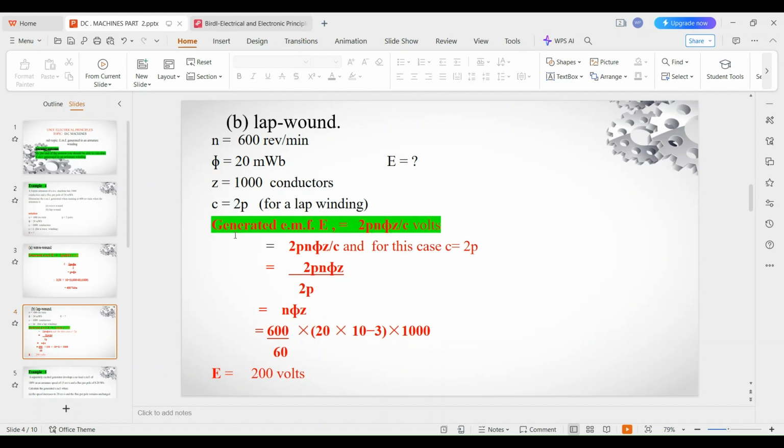Therefore, EMF generated will be equal to speed times flux times number of conductors. So we shall have 600 divided by 60 to change it to seconds, times 20 raised to negative 3, times 1000. When you multiply this, you shall have 200 volts. Remember to pause the video and do the calculation. Let's look at example 5 if that is clear with us.